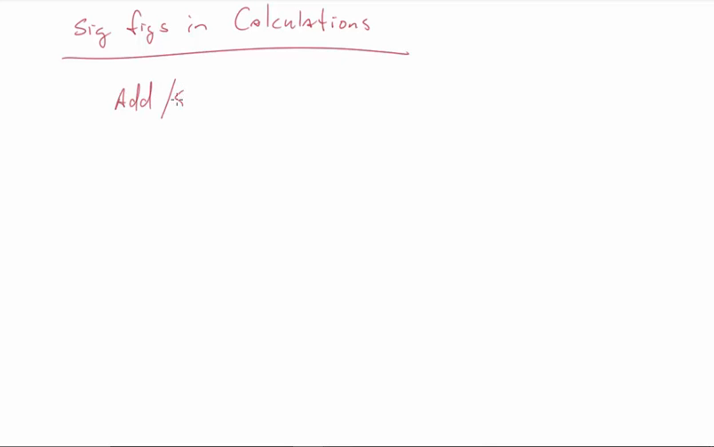The first one deals with when we add and subtract, right? When we add and subtract, we round our final answer to the least number of decimal places that appeared in the problem. So we round to the least number of decimal places. All right? So round to the least number of decimal places that appeared in the problem. And that's all we're doing.